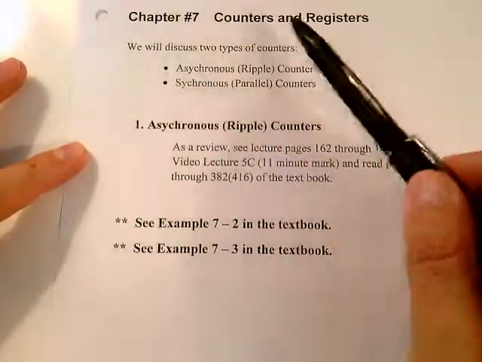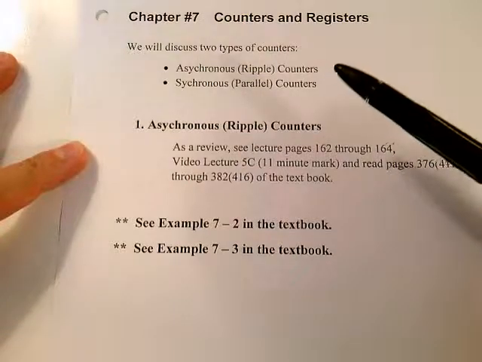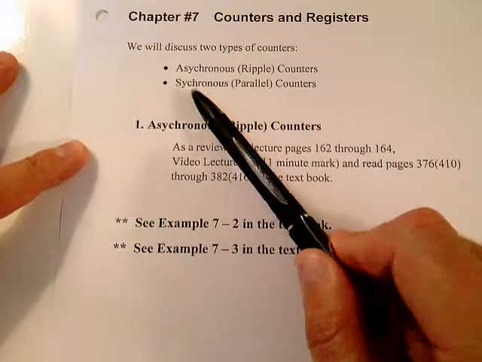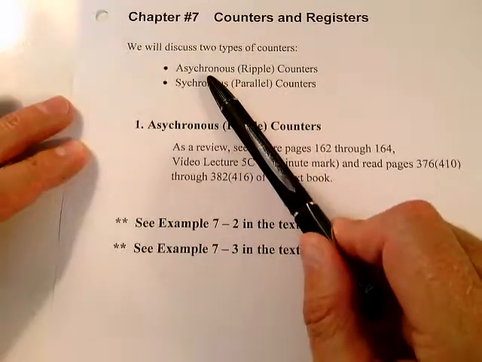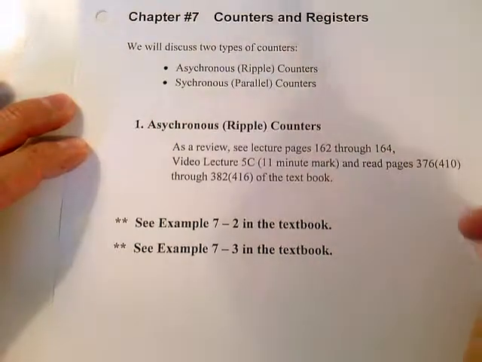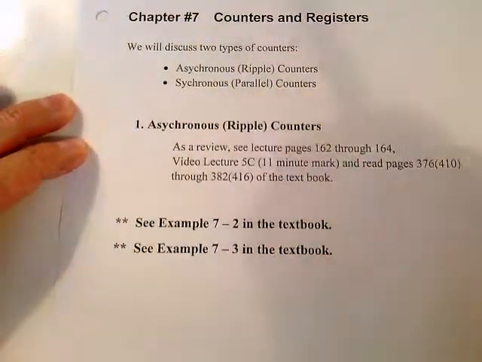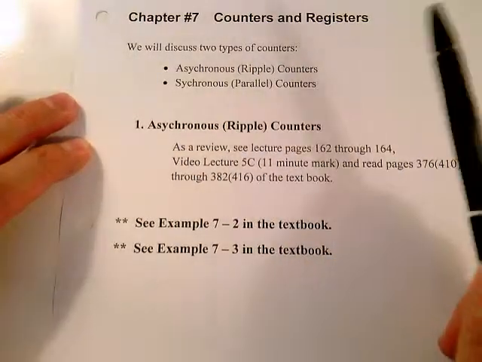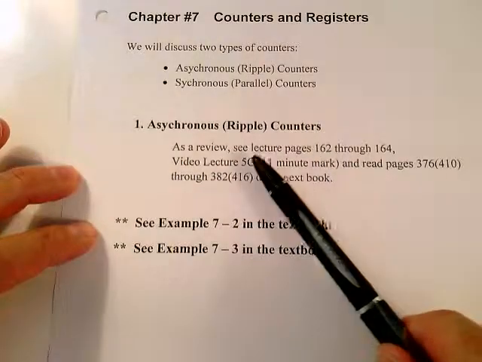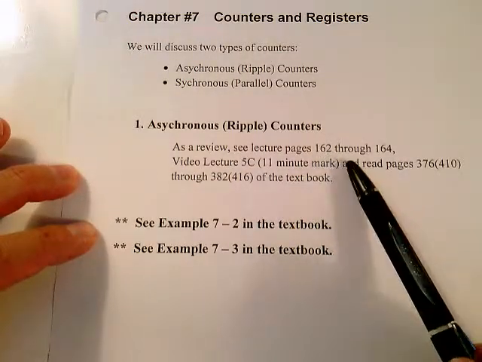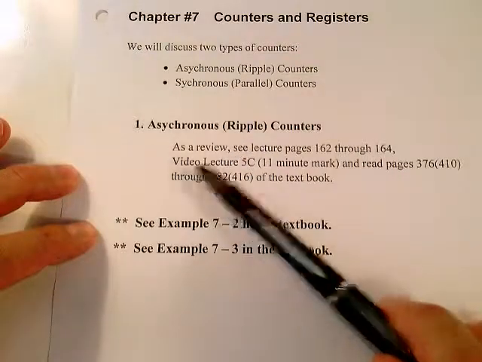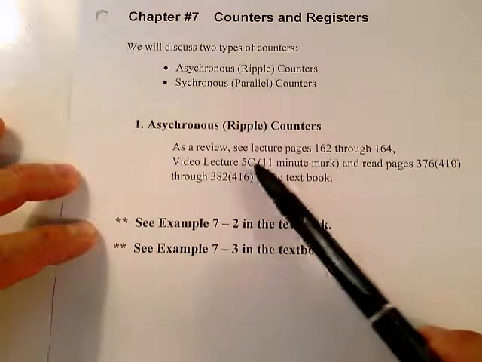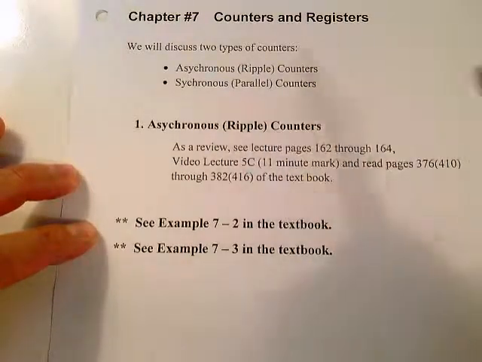Counters and registers. We'll discuss two types of counters in the next couple lectures: asynchronous or ripple counters and synchronous or parallel counters. Another name for asynchronous counters, as you already know, is ripple counters, and another name for synchronous counters is parallel counters. We've already discussed asynchronous ripple counters in previous lectures. As a review, I want you to see lecture notes 162 through 164 and video lecture 5C at the 11-minute mark. About 11 minutes in, you'll see that it discusses asynchronous ripple counters.